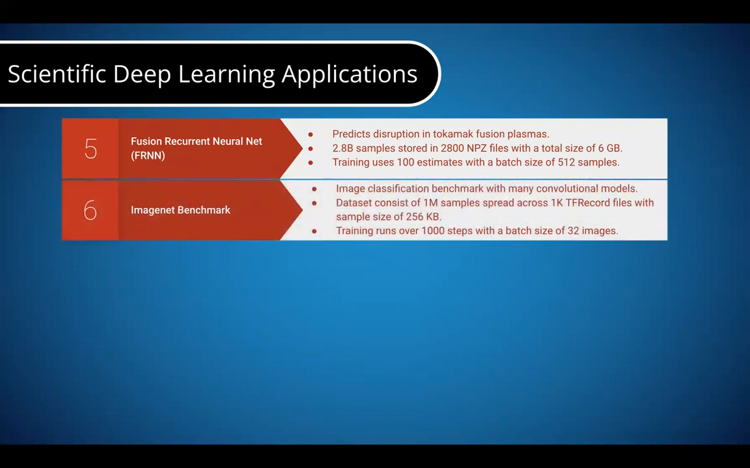The next is the ImageNet benchmark, which was modified to run on Theta with all the scripts and everything. It is the same image classification application, which uses popular convolutional models such as ResNet 50 and AlexNet. The benchmark itself consists of 2 terabyte TF record files with 1,024 files, each containing 4,096 samples with 256 kilobyte sample size. The training within the deep learning model runs over 1,000 steps with a batch size of 32.